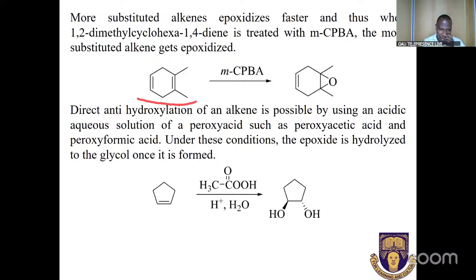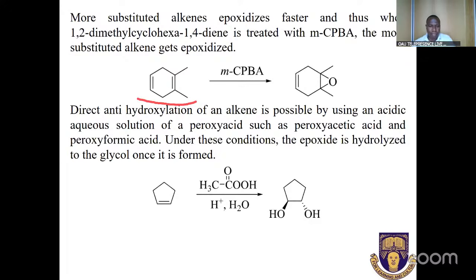So this typically is 1,2-dimethylcyclohexa-1,4-diene. If you treat that with MCPBA, what happens is that the end where we have more substitution, that is between carbon 1 and 2, is where the oxygen is going to insert. Between carbon 1 and 2, that's where the oxygen will insert.